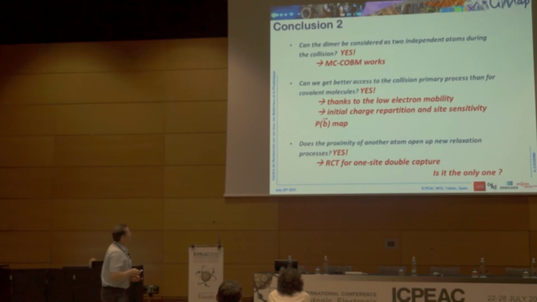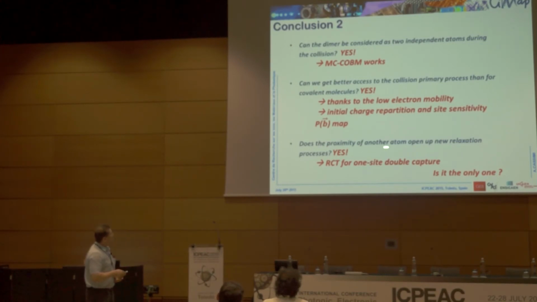So the second conclusion is this one. Yes, we could consider the two atoms as independent in the dimer, because first the Monte Carlo atomic model works quite fine, and also we have better access to the primary process because we can define on which center the electrons have been captured during the collision. This was not possible to tell in a molecule, because you capture on one center, then the electrons rearrange, and then it dissociates, and you lose that information.